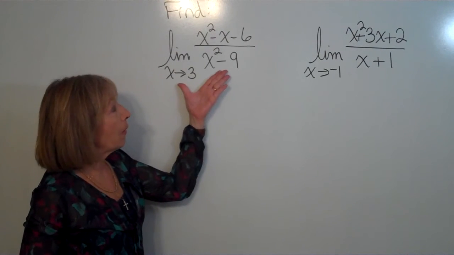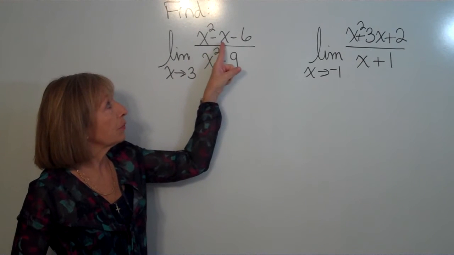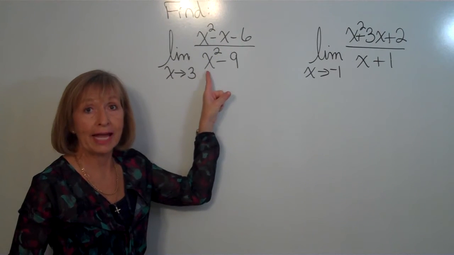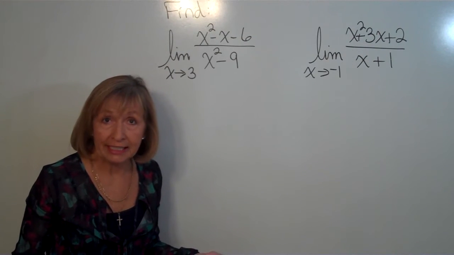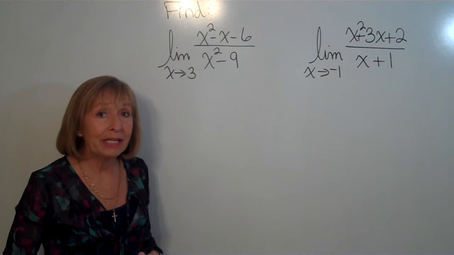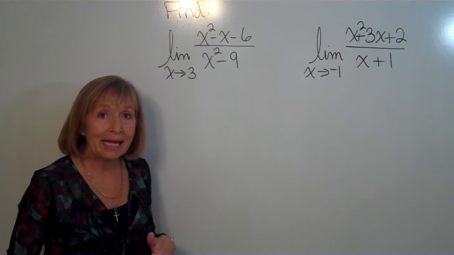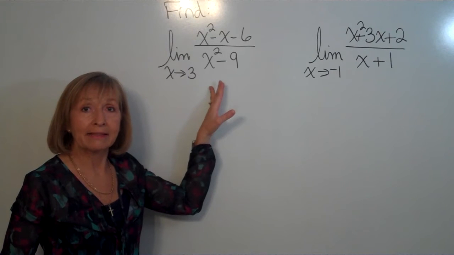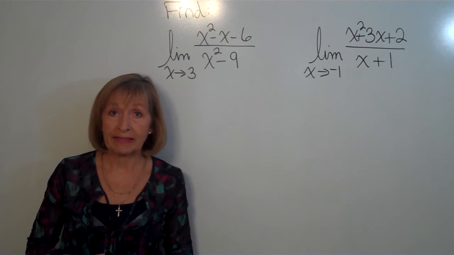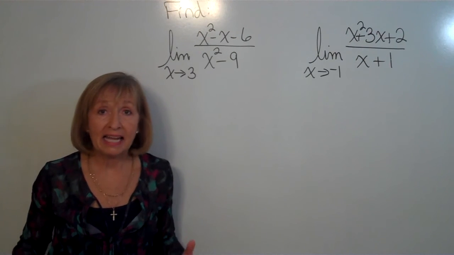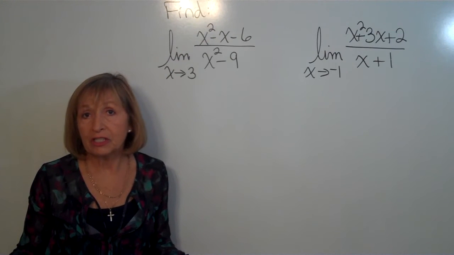All right, so for our first one, I have the limit as x approaches 3 of x squared minus x minus 6 over x squared minus 9. Now this is a rational function, and if my denominator wouldn't be 0 when evaluated at the value that x is approaching, then I would just use that rational function theorem that says that if that x value doesn't give you a 0 in the denominator, it's a continuous function there.